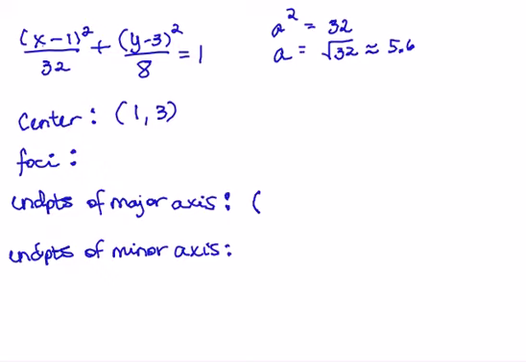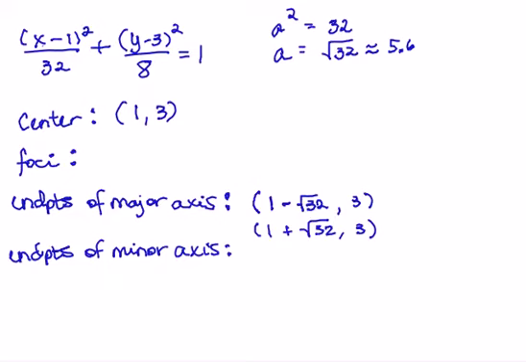So we're going to have the center x value 1 minus the square root of 32, or minus 5.6, and the y value is going to be the same. And then we're going to have 1 plus the square root of 32, or plus 5.6, and our y coordinate, again, is still going to be 3.